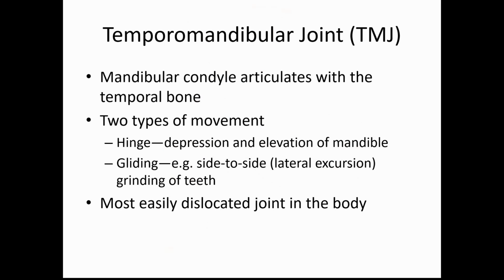The TMJ, or temporomandibular joint, is the most commonly dislocated joint in the body. The mandibular condyles will articulate with the temporal bone. There's two types of movement because of the angulation of the condyles. There's the hinge movement, which allows for depression and elevation of the mandible. And this type of joint also allows a little bit of gliding or side to side. This would be like your cow chewing cud type of motion.